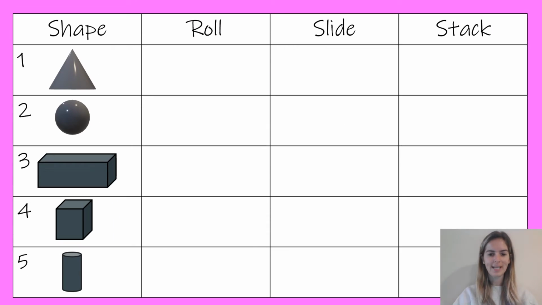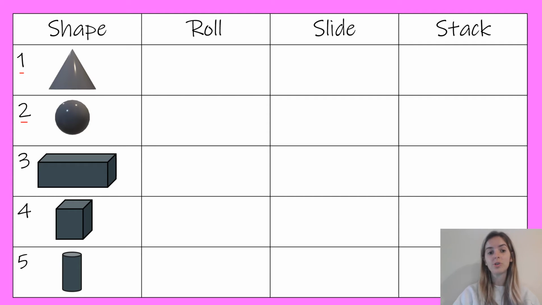Okay, boys and girls, now that you've completed that activity and you've learnt about the 3D objects which can roll and slide or stack, we're now going to put what we've learned into a table. Now, what I would like you to do on a piece of paper is draw up this table. And instead of actually writing the shape or drawing the shape, you can just write which number it is. So it would be number 1, and I would know that that's a cone.